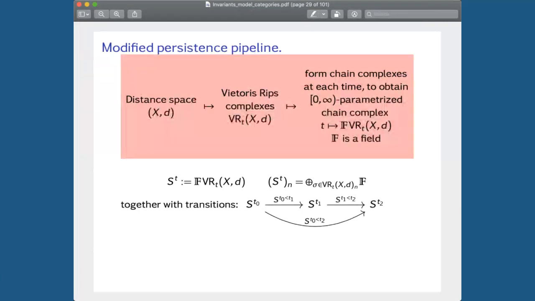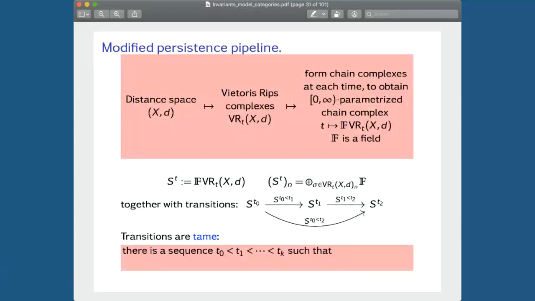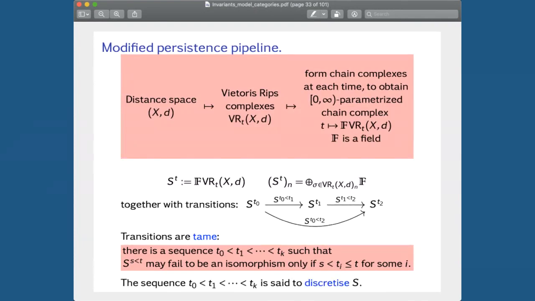So for t0 less than t1, we have a map that satisfies these associativity conditions. Now, these transition functions are not arbitrary, because X is finite, these transitions are tame. I want to explain this term tame. Because X is finite, there is a finite sequence such that a transition function may fail to be an isomorphism only when going from s to t we have to jump over one of the elements in my chosen sequence. If I have such a sequence, then we say that this sequence discretizes my parametrized chain complex. Something is tame if it has such a discretizing sequence.